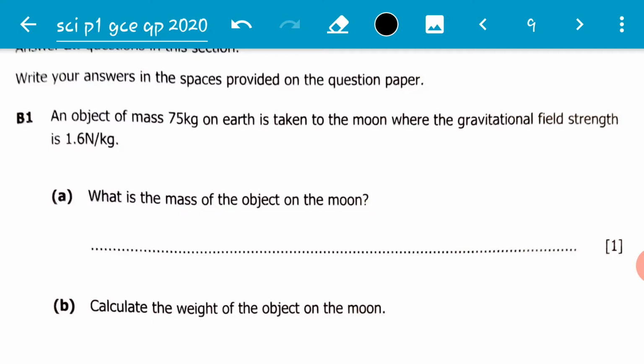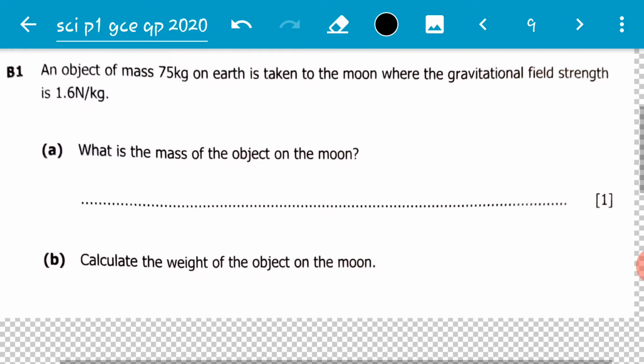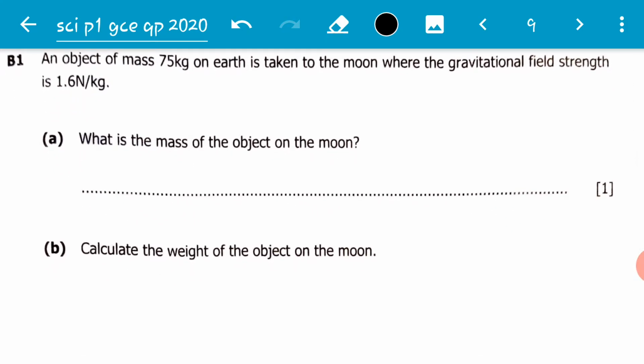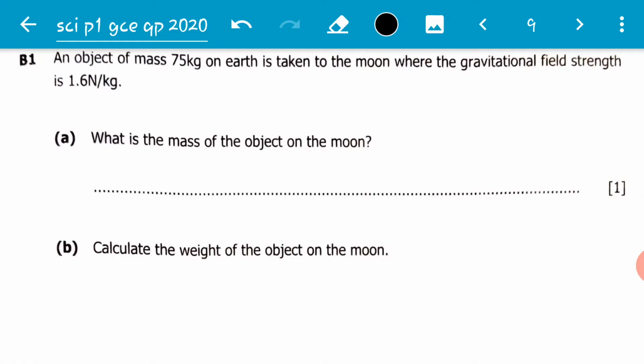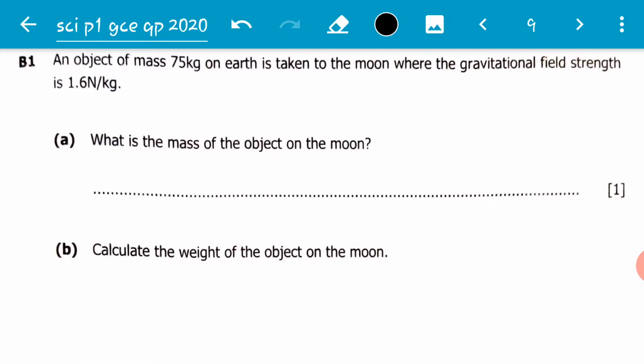What is the mass of the object on the moon? Basically, this question is just trying to assess whether you understand how mass behaves from one point to another. And in certain cases, it's trying to test whether you are able to differentiate between mass and weight.